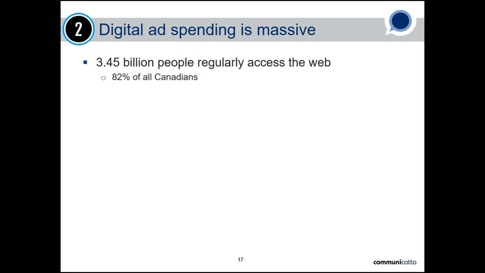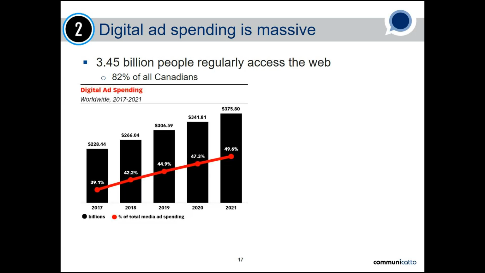Okay. Continuing on with why we want to do digital advertising. Well, lots of other people are doing it. There are almost 3.5 billion people across the world that are regularly accessing the web. And within that is 82% of every single Canadian. So more than 4 out of 5 Canadians are accessing the web regularly.